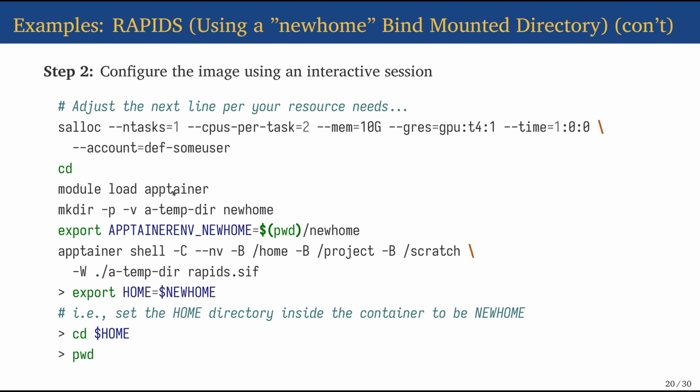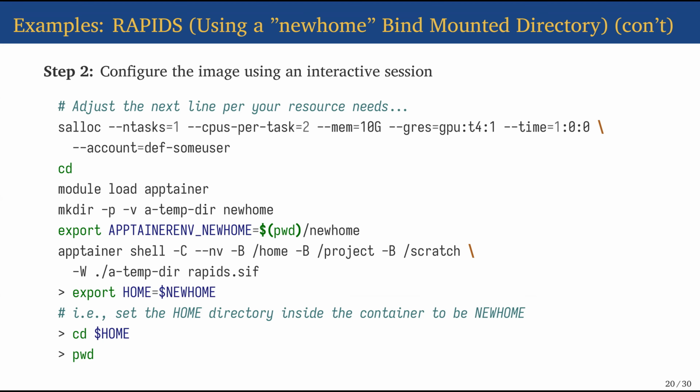And then once you're in, you can go module load apptainer. You can do this thing here, which I'll talk about in a moment. And then there's APPTAINERENV_NEWHOME. Interesting. Then you can go apptainer shell, and shell lets you get an interactive session. So I want to use home, project, and scratch, so I have -B's here. I want NVIDIA, so I want --nv. Oh, and I need that temporary directory thing I talked about, that -W thing.